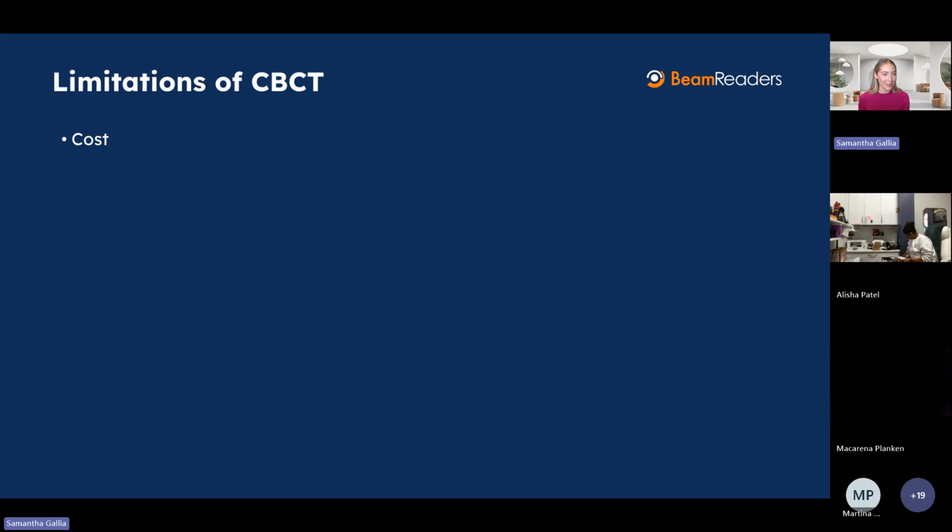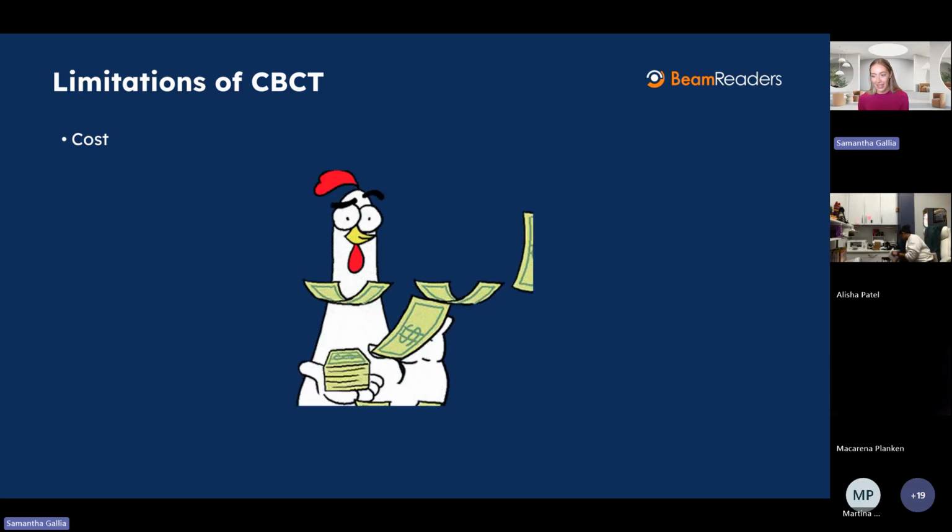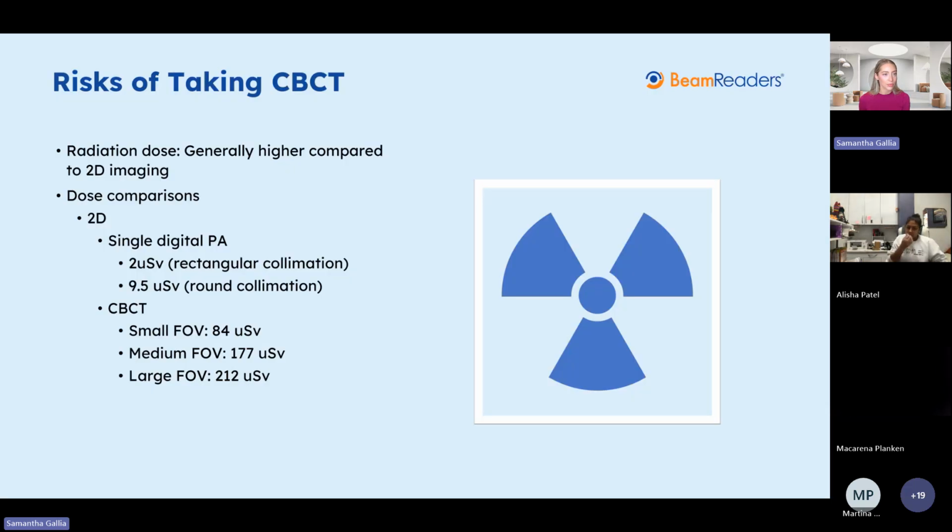Finally, last limitation of CBCT is going to be cost. It's a limitation for you. It's a limitation for your patients. And at the end of today's lecture, we're going to talk about how to mitigate that with patients and how to get them to accept your treatment.